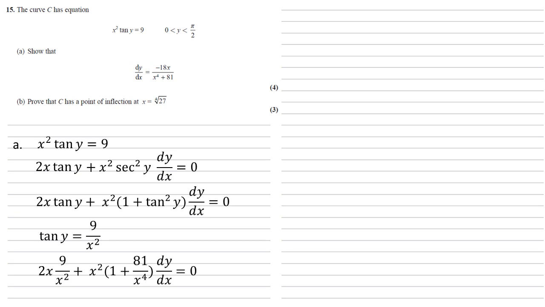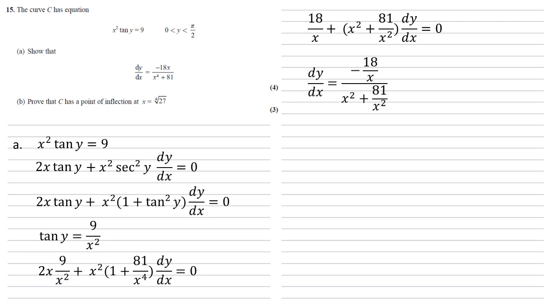So we get 2x, 9 over x squared, plus x squared times 1 plus 81 over x to the 4, dy by dx equals 0. This simplifies to 18 over x plus x squared plus 81 over x squared dy dx equals 0. Now taking away the 18 over x from both sides, dividing by the bracket, gives us that dy by dx equals minus 18 over x all over x squared plus 81 over x squared.